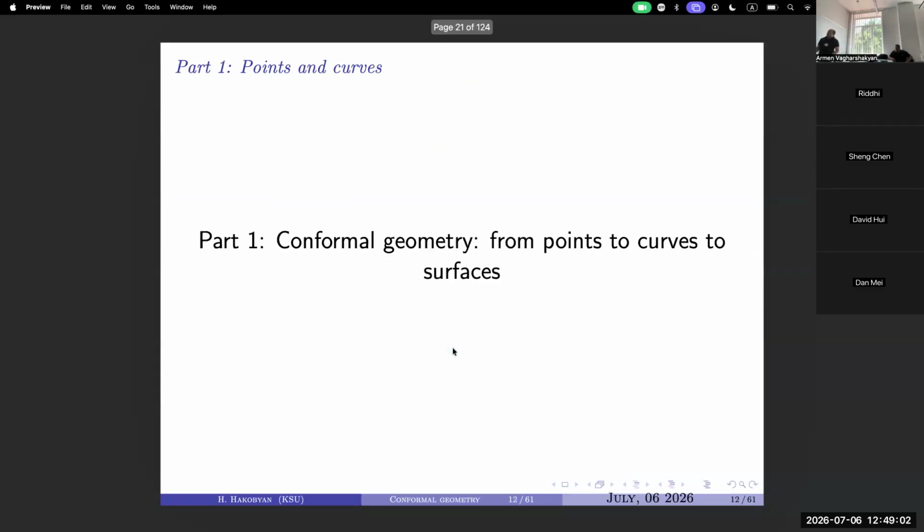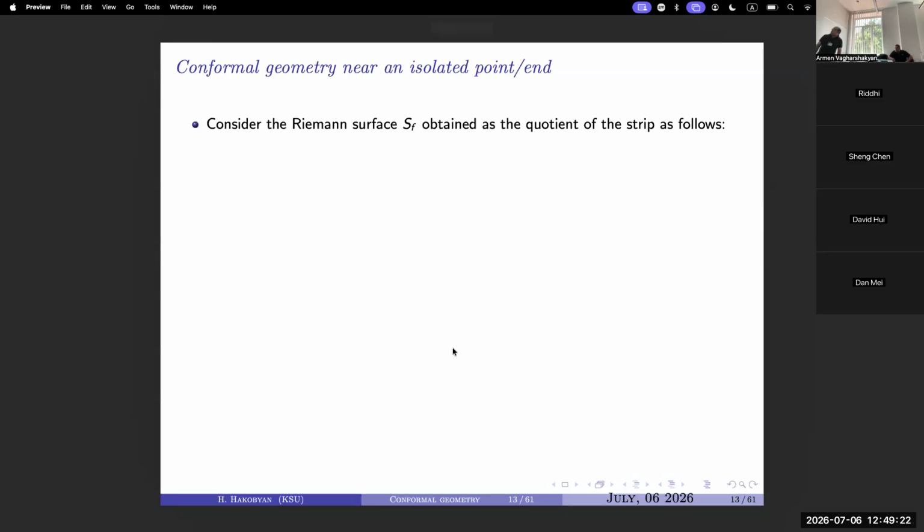Now let's talk about one example, just to illustrate that it's not very easy to figure out whether a Riemann surface is a disk, an annulus, or a punctured disk. Here is an example: conformal geometry near an isolated point. Consider a Riemann surface obtained as the quotient of the strip as follows. Let me draw the picture.